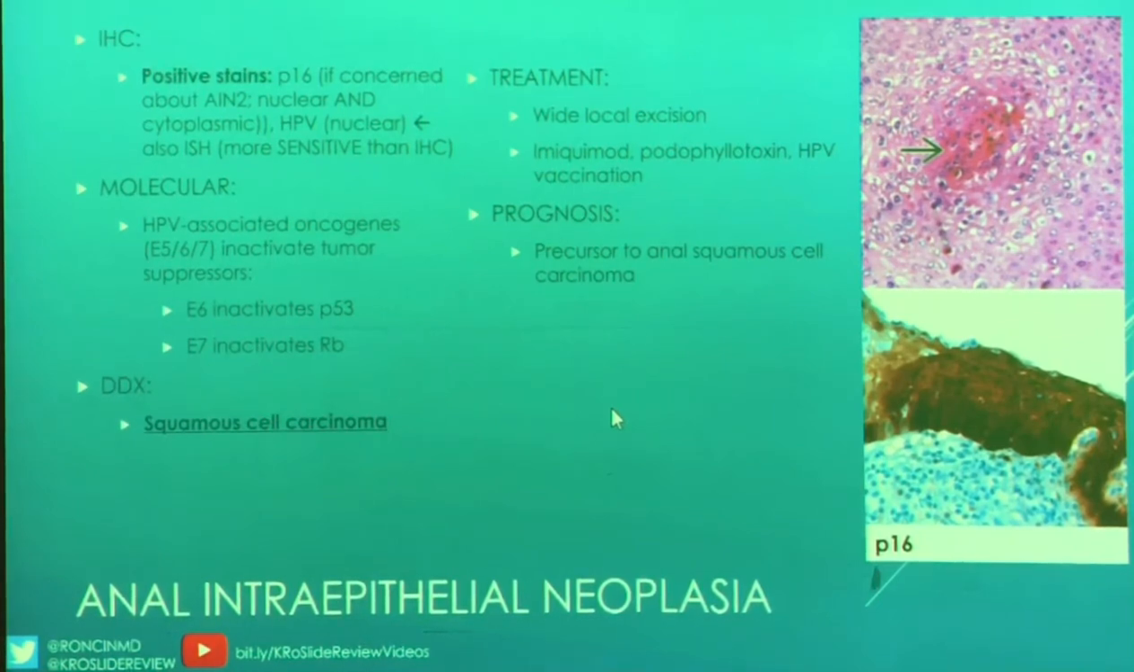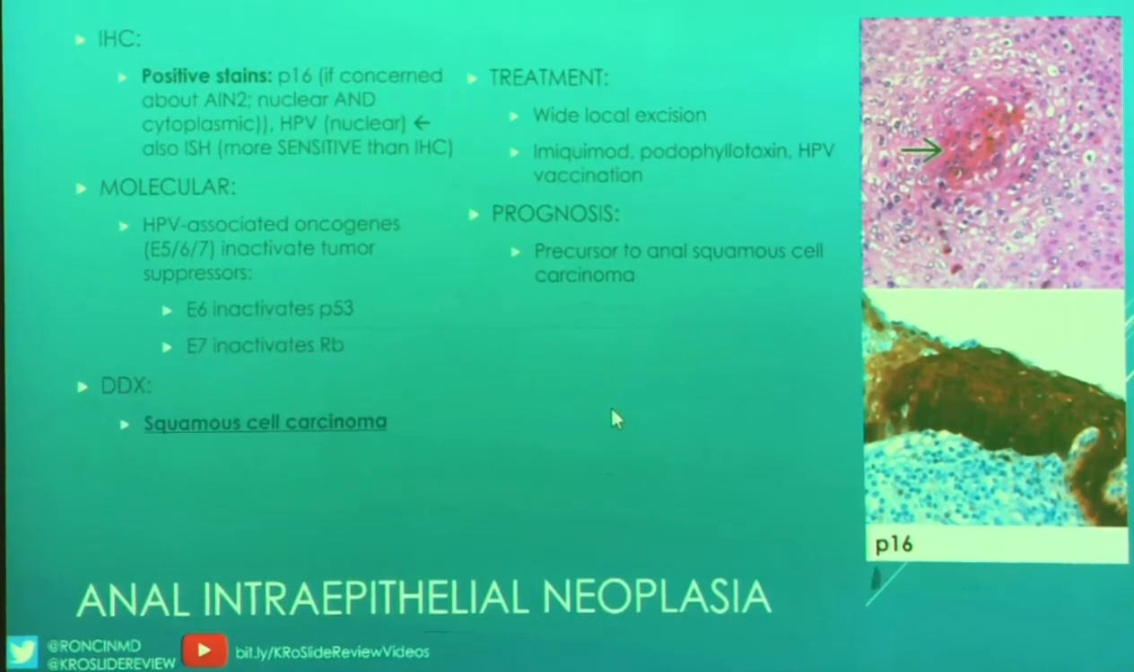bad. Your differential is pretty much, is this full-out carcinoma? Did we just undercall it? Your treatment for these, they can either do wide local excision, which is usually the favored approach. They can do things like imiquimod, which is an immunomodulator. They can do podophyllotoxin, and you can also try to be preventative by having people undergo HPV vaccination. This is a precursor lesion to the anal squamous cell carcinoma, so you want to be aware of that.